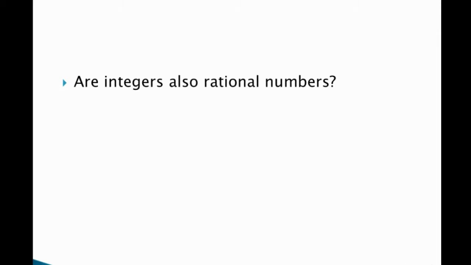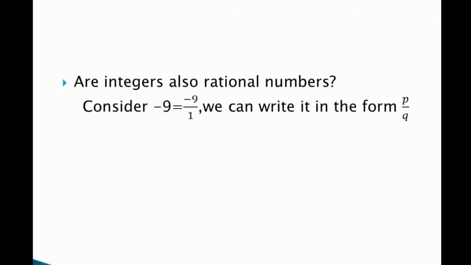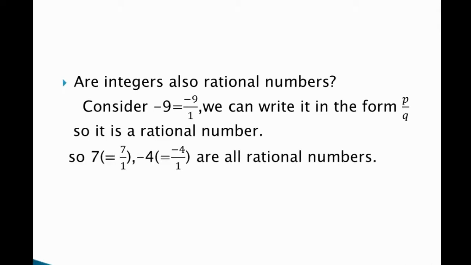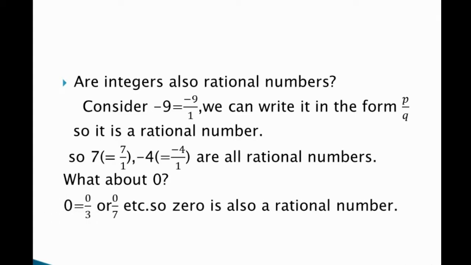Can you say that integers are rational numbers? Examine these examples. Consider -9, which is an integer, but we can write -9 as -9 by 1. So, it is a rational number. Likewise, 7, -4 are all rational numbers. What about 0? We can write 0 as 0 by 3 or 0 by 7, etc. So, 0 is also a rational number.